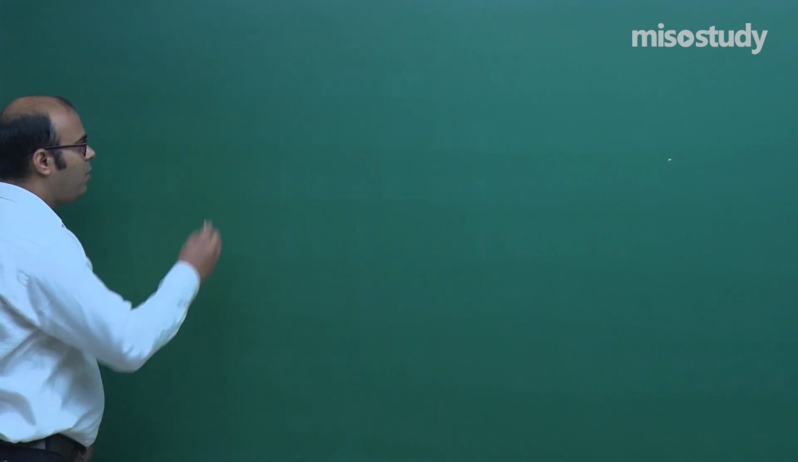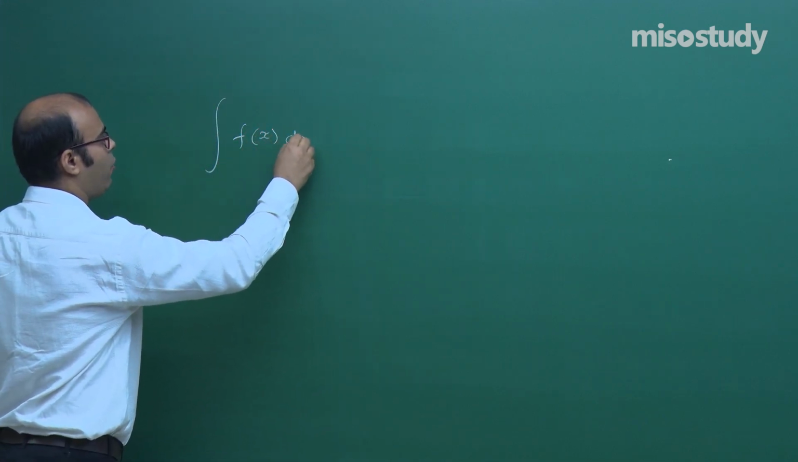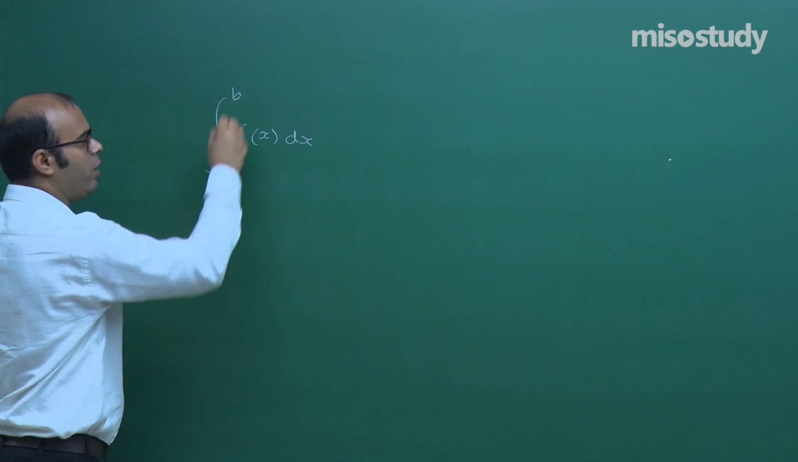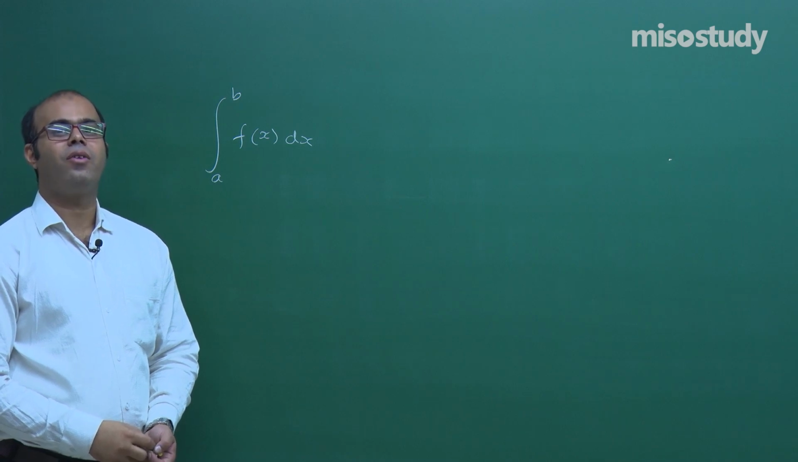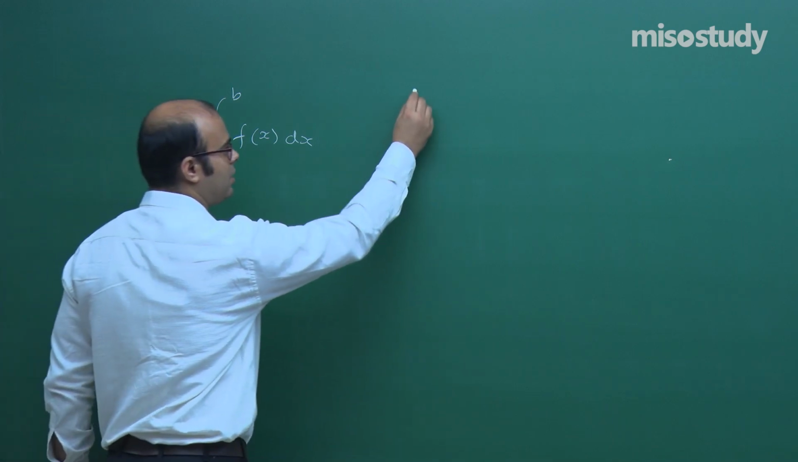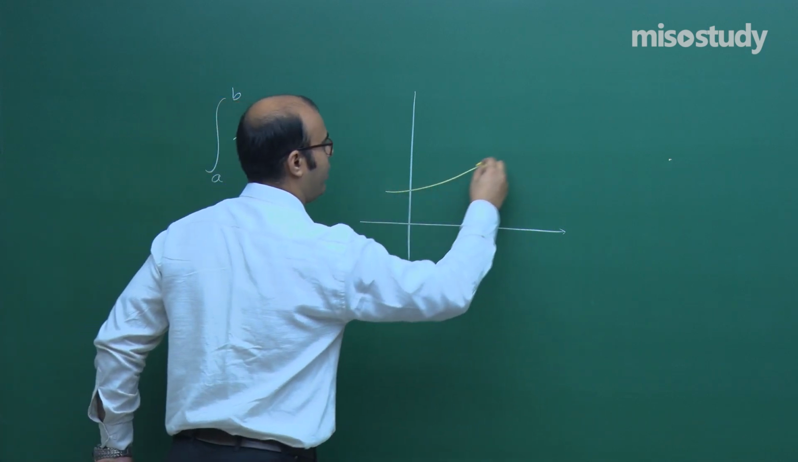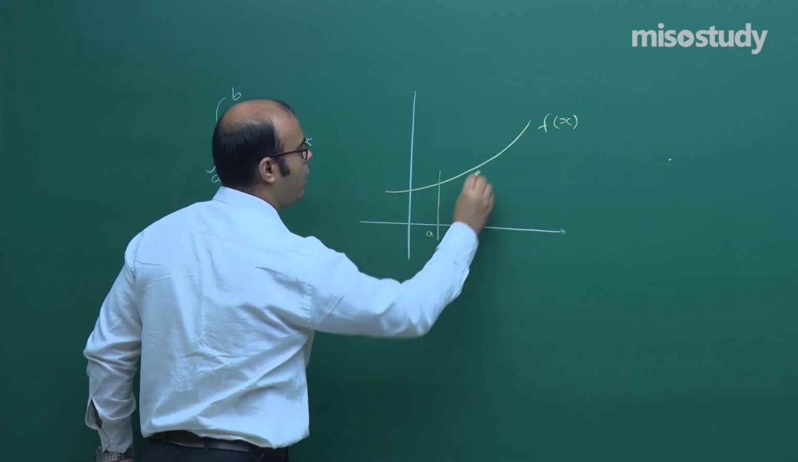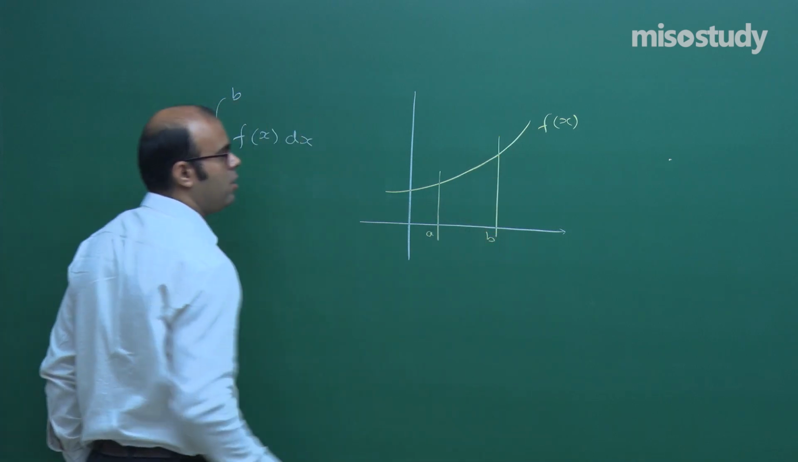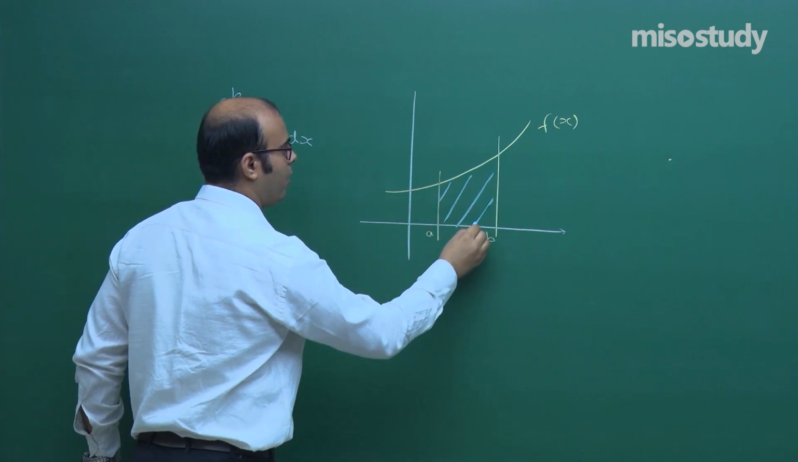If we take a function f(x) and integrate it from a to b, for now let us suppose f(x) is a positive function. So we are taking the graph above the x axis. This is the function, and we are taking it from the a ordinate to the b ordinate. The area which it includes is this area.